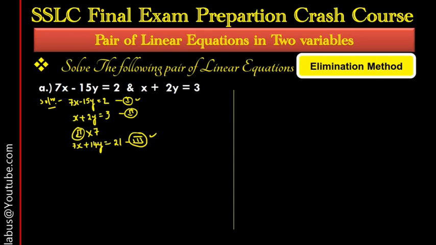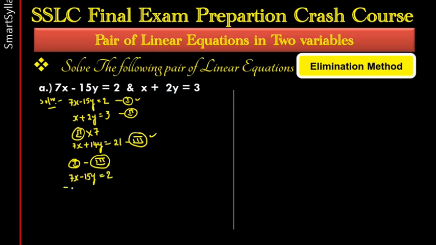As you can see, 7x and 7x are there, so we can subtract these equations now. So equation 1 minus equation 3. Equation 1 is 7x minus 15y equal to 2.